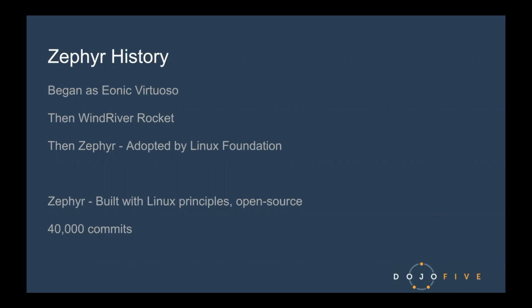Intel made it work with x86, and they said, hey, let's just open source this and make this a thing that the Linux Foundation can curate moving forward. And so then Zephyr was born. Zephyr still has ties to the Wind River and Intel guys, but is also an independent project. So built with Linux principles, I'll say a lot of the API calls look a lot like you're programming for Linux. And it's open source, 40,000 commits at this point, so it's fairly active.